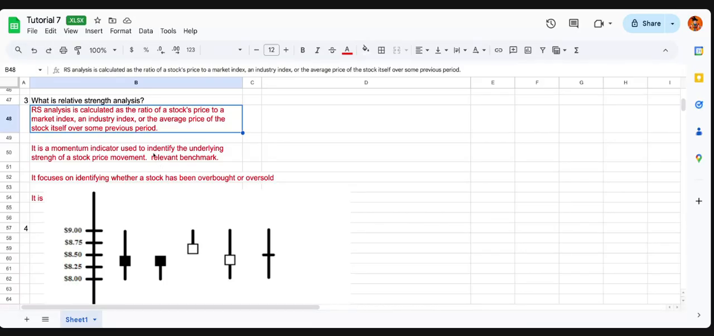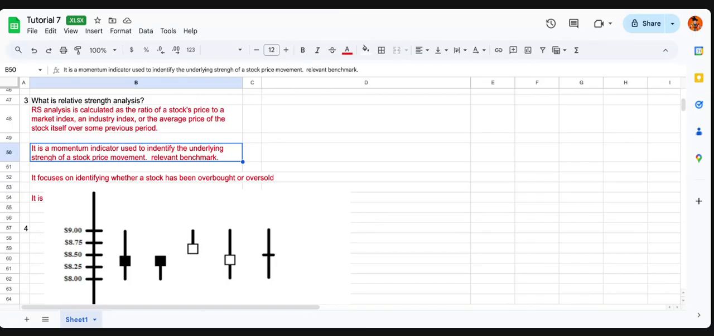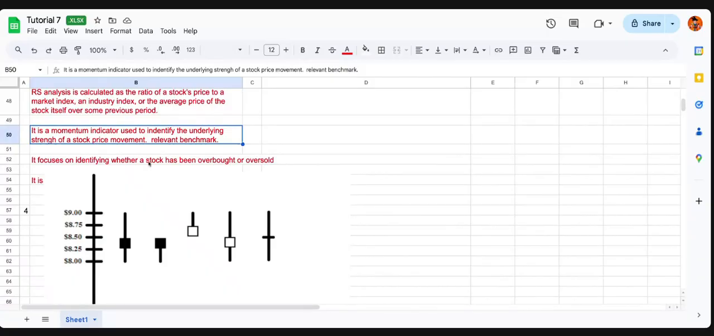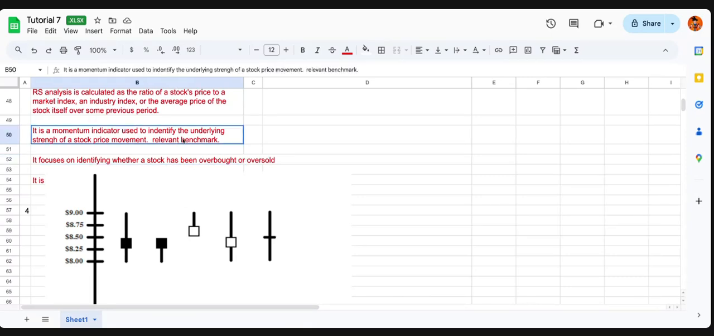So it is also known as a momentum indicator. Momentum indicator means it indicates how fast the price is going, whether there's still momentum or not, still strength or not. So it is a momentum indicator used to identify the underlying strength of the stock price movement. It focuses on identifying whether a stock has been overbought or oversold.